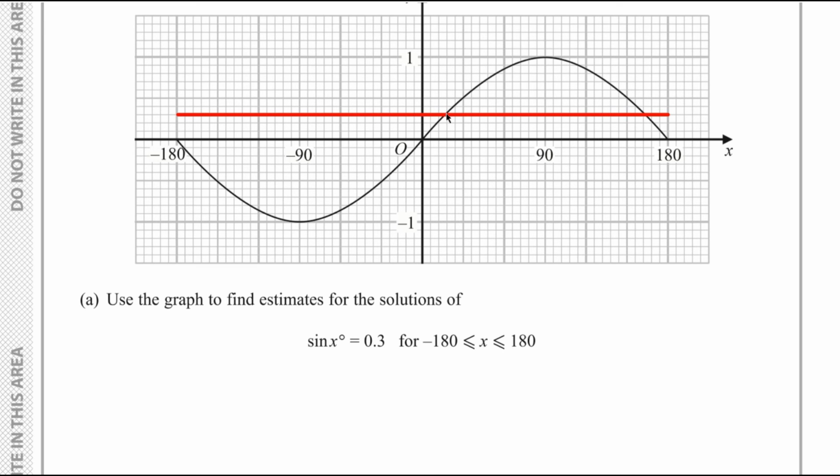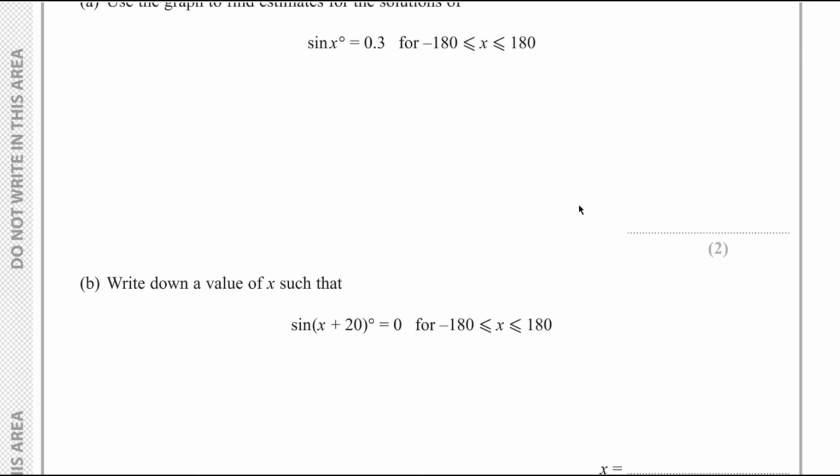We've got one intersection point here, which is at 18. To find the other intersection point, we need to do 180 subtract 18, which is 162, and that's through symmetry. So we have 18, 162 for our estimates of the solutions of this equation with these conditions.